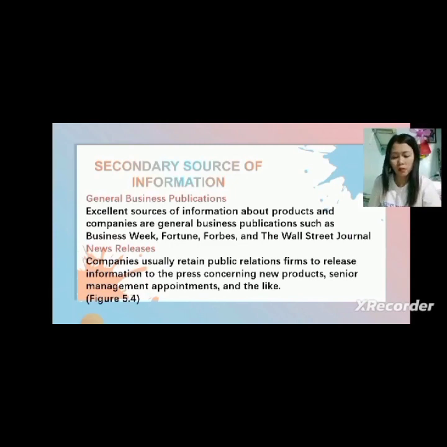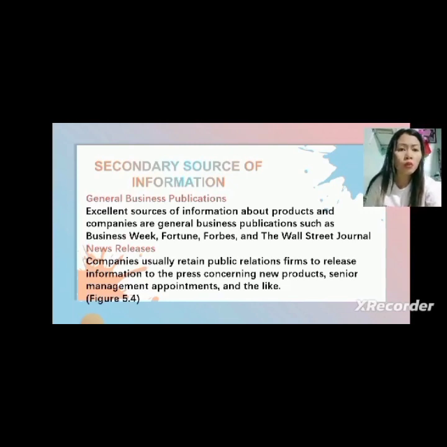General business publication. Excellent sources of information about products and companies are general publications such as Business Week, Fortune, Forbes, and the Wall Street Journal. General business publication, example: business focus, magazines, newsletters. And next, news release.